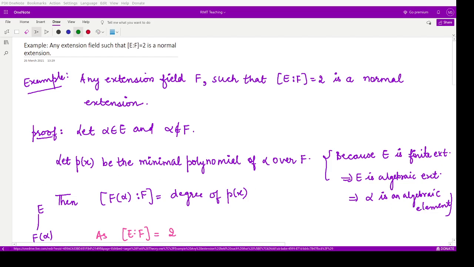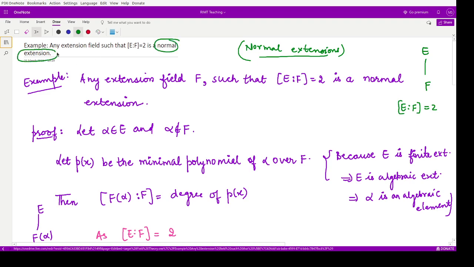The next example here is also based on normal extensions. It says that any extension field which has a degree of 2, that means you have an extension E over F, and the degree of this extension field over the field F is given to be 2, then that extension field is a normal extension. So this is the example. Let us see how this works.